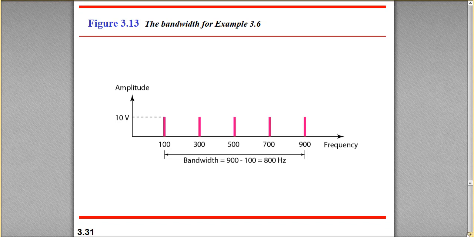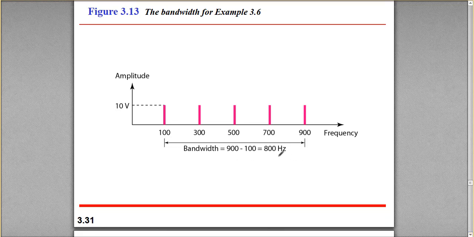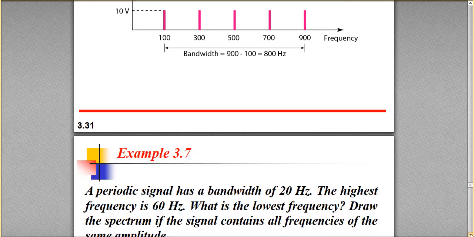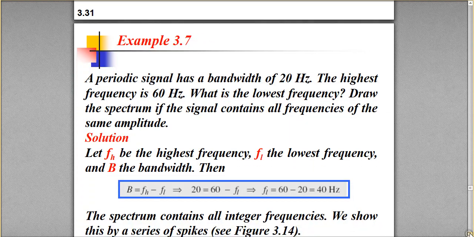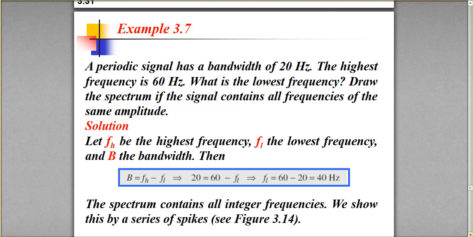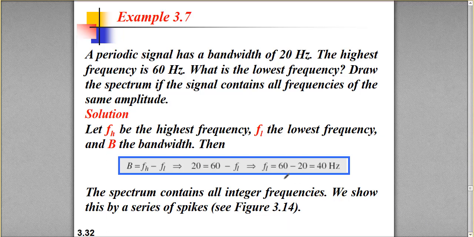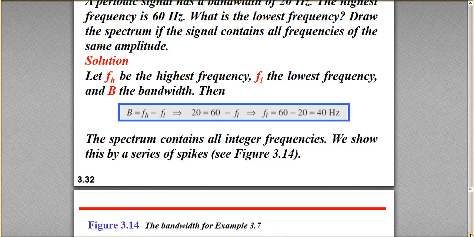The next thing we have been asked to draw is the frequency spectrum of the composite signal. This is also very straightforward. It's basically 5 spikes, each with an amplitude of 10 volts. Moving on to the next question. This question is also very similar to the question we have just solved, so I will leave it to you students.